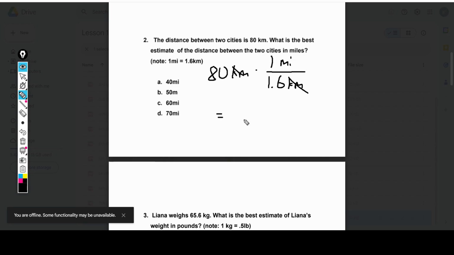And so what is 80 divided by 1.6? Well, you can do it, but it happens to be 50. So it would be 50 miles. I think it's missing an "i" over there. So that's our final answer.